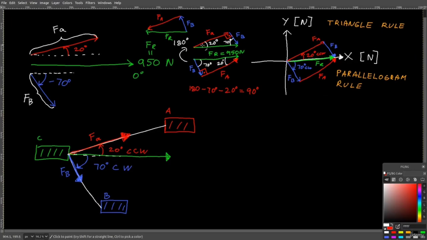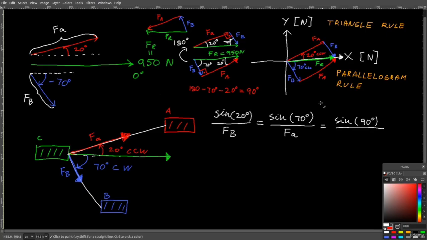So if we take our triangle now, where you know all the angles, 20 degrees, 70 degrees, and 90 degrees, and then you also know one of the sides, 950 newtons, well then using the sine rule, you can write sine 20 degrees, which is here, over FB, which is the side opposite to 20 degrees, then equals sine 70 degrees, which is here, and opposite to that you have FA, so it will be here. And all that equals, you have 90 degrees here, so sine 90 degrees, and then you have 950 newtons here. So I will have 950 in the denominator.